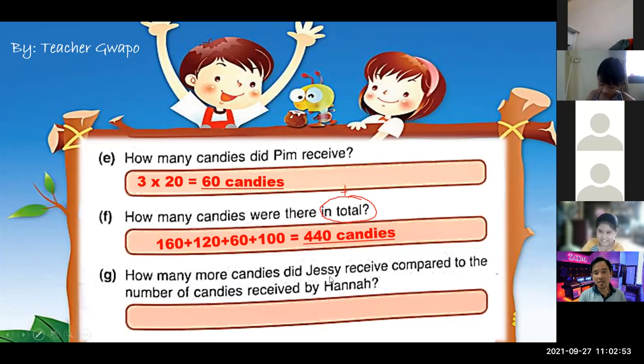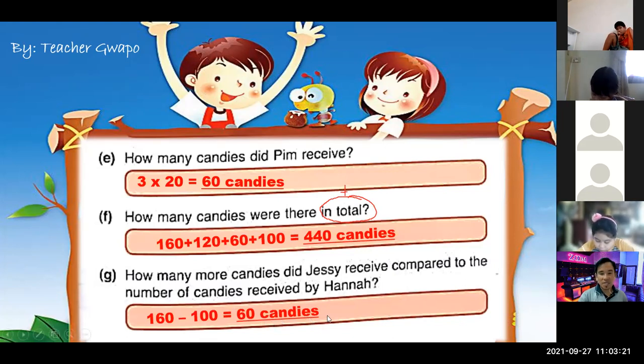Now, how many more candies did Jesse receive compared to number of candies received by Hannah? So Jesse and Hannah, we will compare. As you can see there, Jesse received 160, right? And then Hannah received 100. So what is the difference here if we will compare? You can see here that Jesse received 60 more candies than Hannah. So the answer in letter G is 60 candies.